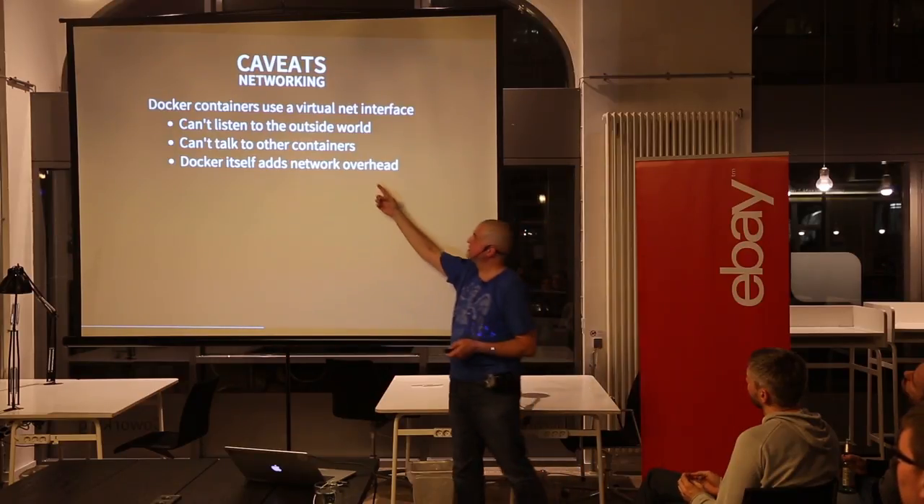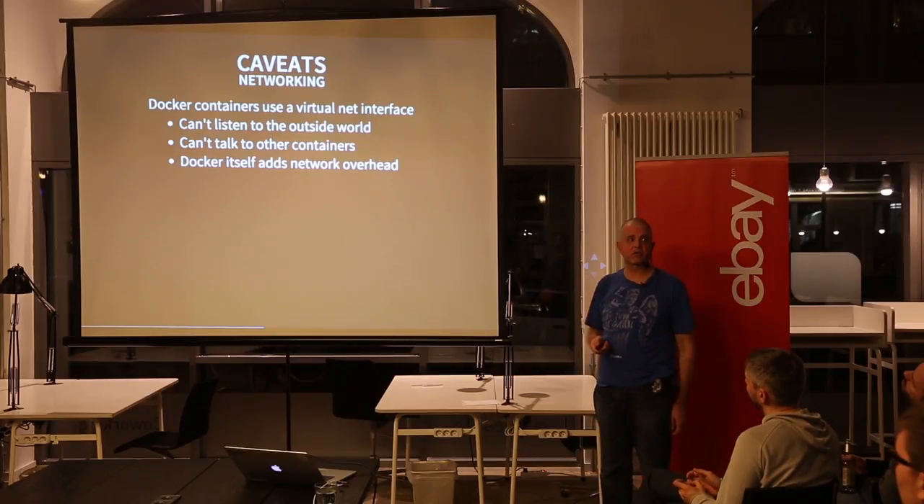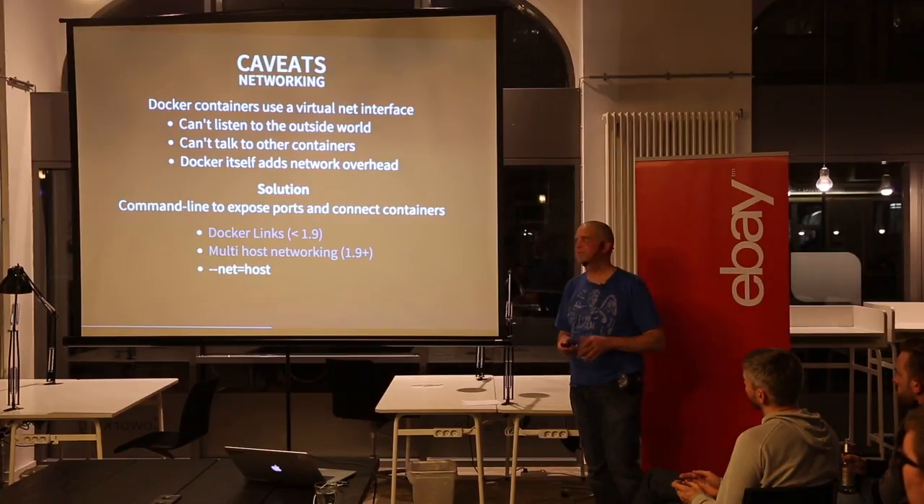The problem with that, of course, is that Docker itself adds some network overhead. That's gotten a lot better in Docker 1.9. In Docker 1.8, there were some benchmarks that actually saw reductions of 70% in network bandwidth. It's gotten a lot better in 1.9.